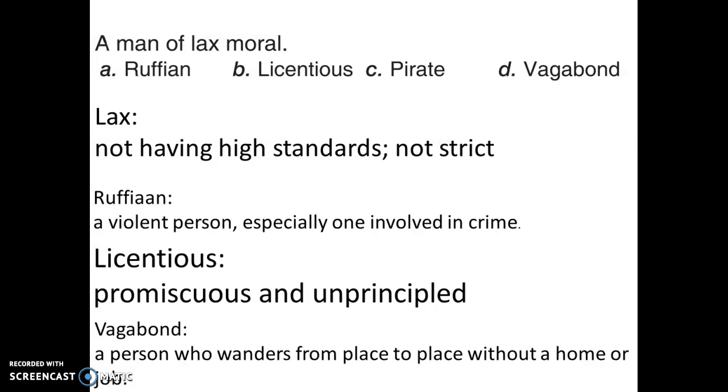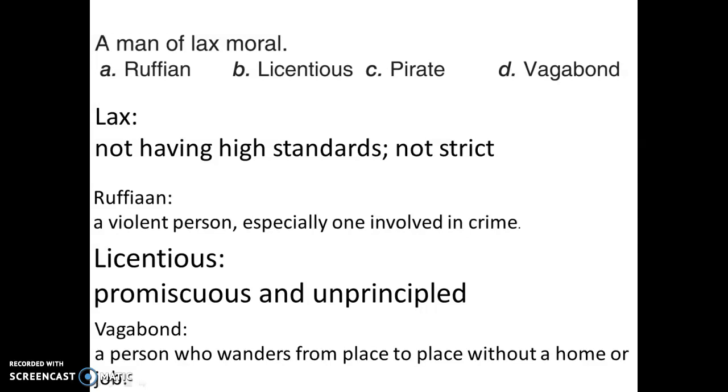So a person who is having bad moral, not a good moral, not strict moral. Honestly, I never knew the meaning of these four words when I saw this question. Ruffian means a violent person, especially one involved in crime. Licentious means promiscuous and unprincipled.